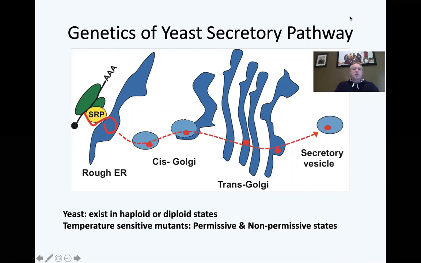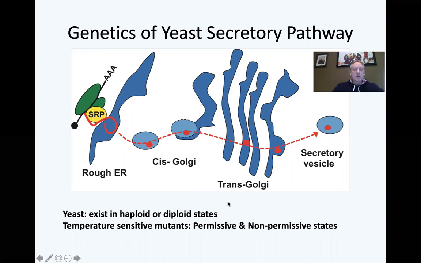So this is a genetics of yeast secretion pathway question. When we think about the secretory pathway, we recognize that the signal recognition particle deposits proteins off the ribosome into the rough ER. And as the vesicles break off from the rough ER, form the cis Golgi, the cargo is transported through the trans Golgi into a secretory vesicle. And there it might end up at the membrane.